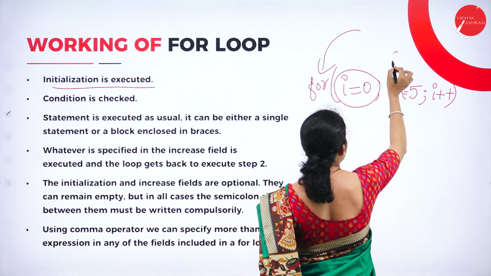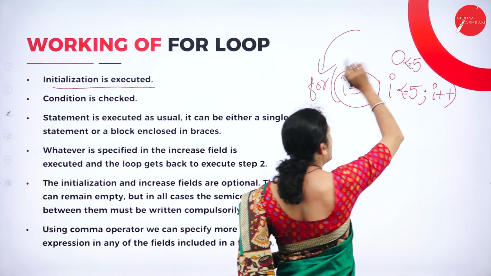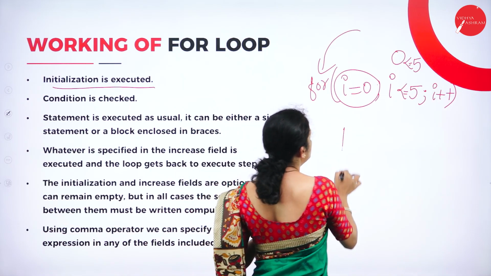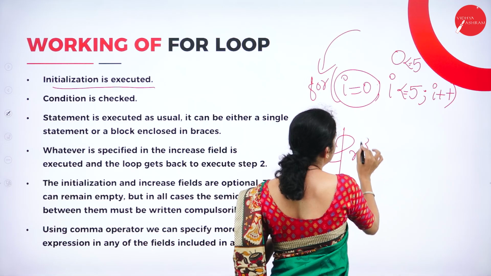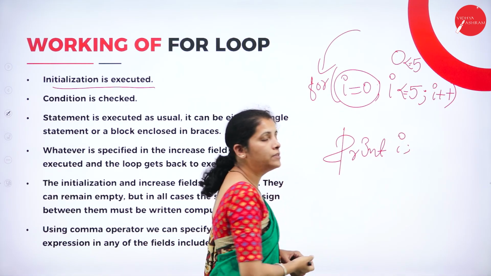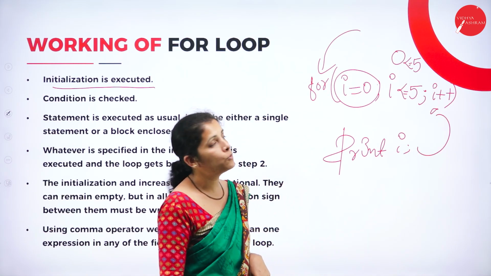So what is I here? I less than or equal to 5. So the condition is true. So what do I want to do? I want to print I. So I want to print I. After that, what's going to happen? Now I is going to become 1.